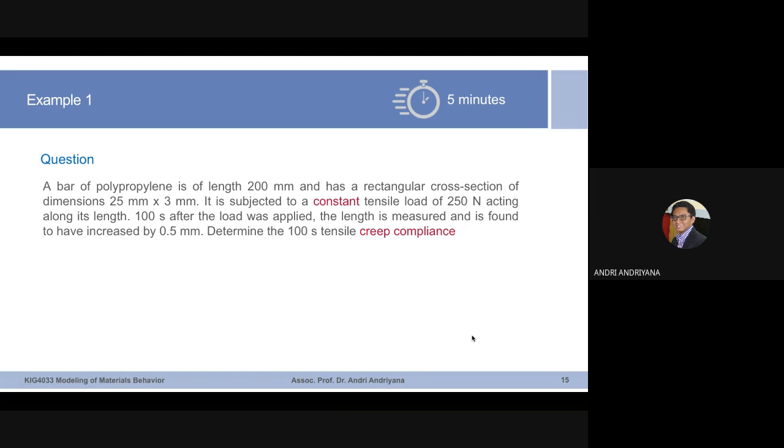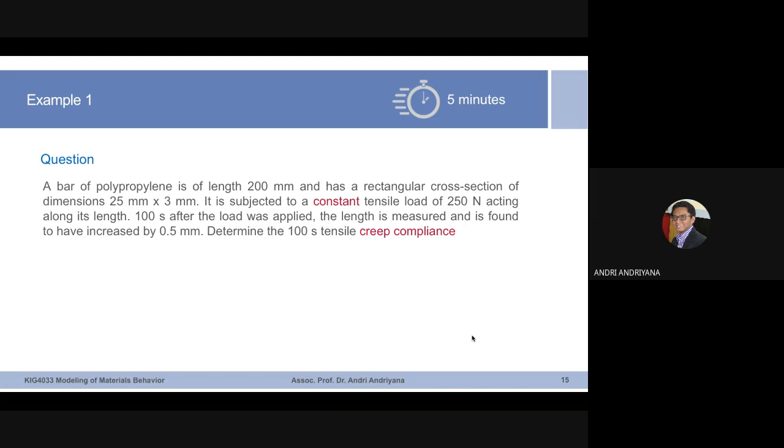Okay, let's have a look at this example of how to use it. A very simple one. So we have, for instance, a bar of polypropylene with a length of 200 mm and cross section of 25 times 3 mm. It is subjected to a constant tensile load of 250 newtons acting along its length. 100 seconds after the load was applied, the length is measured and is found to have increased by 0.5 mm. Determine the 100-second tensile creep compliance.